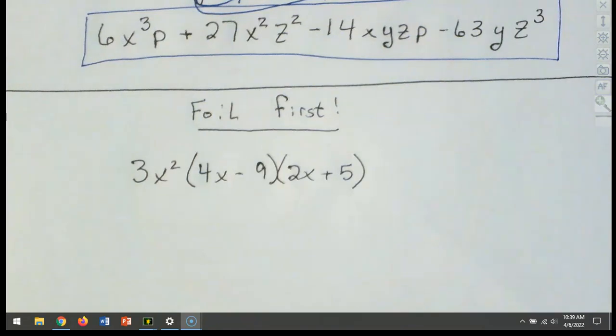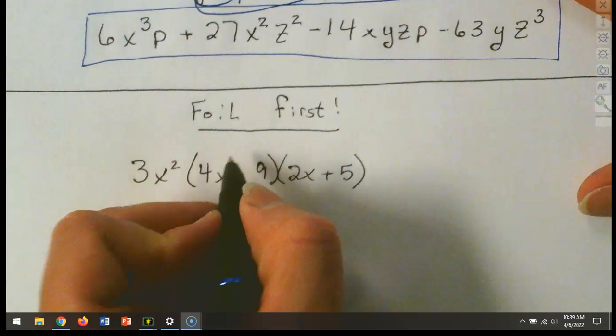And then whatever we've got left over, then we will distribute the 3x squared through. So FOIL it all out first. Just bring the 3x squared down and then distribute it at the end. So go ahead and FOIL it out first.